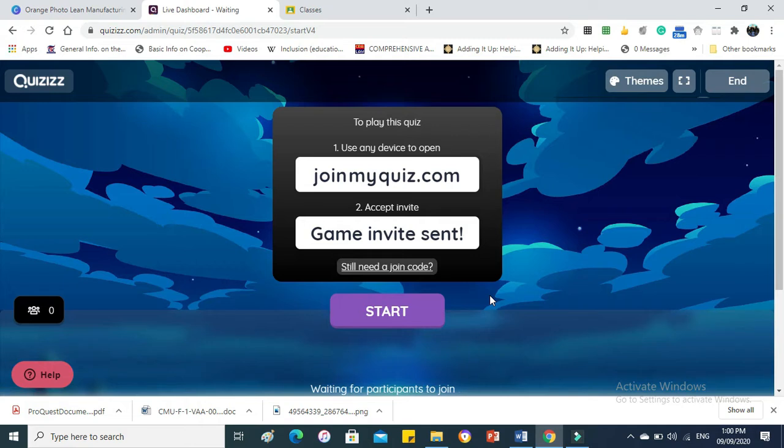After clicking that, you will see it here. You can see it is waiting for participants to join. Once students get inside and try to answer, you can see the students there.